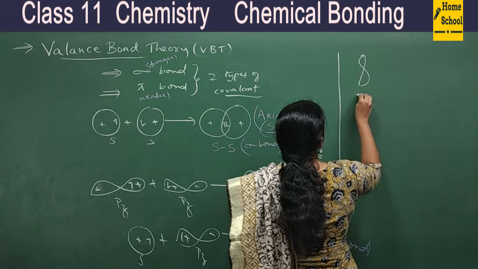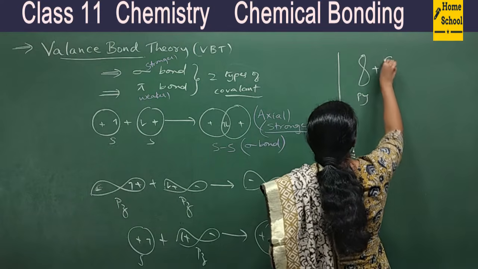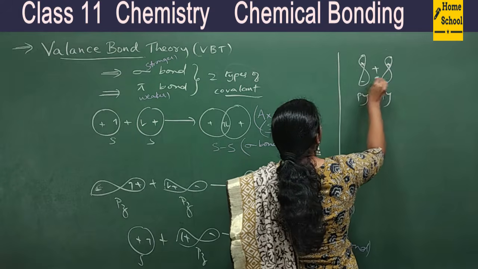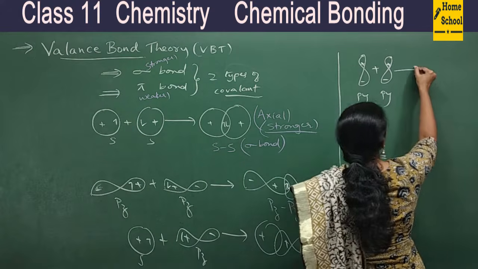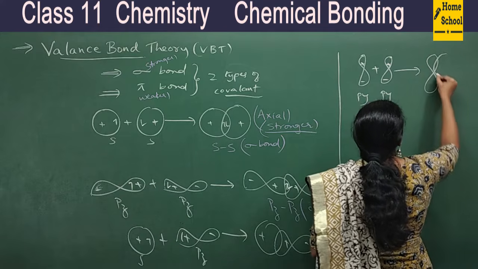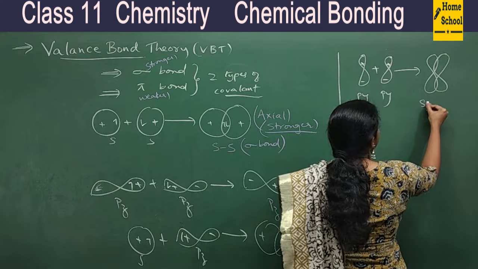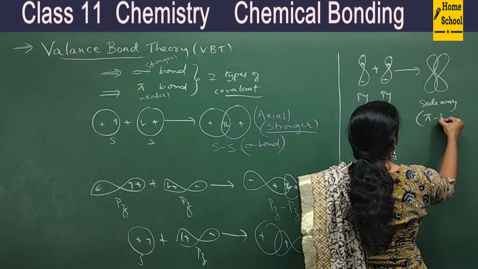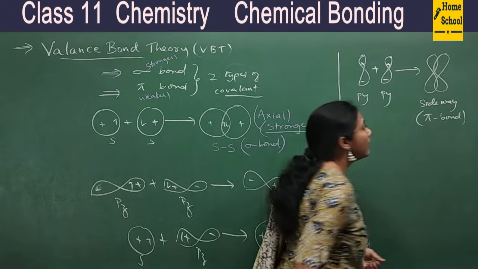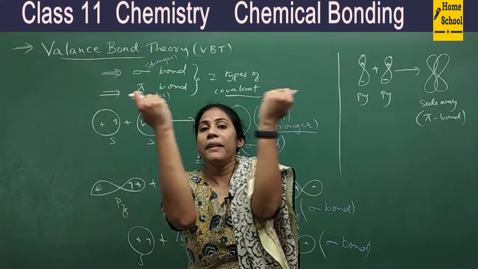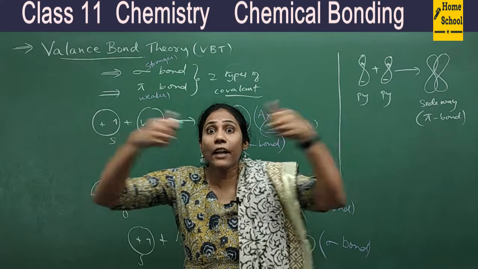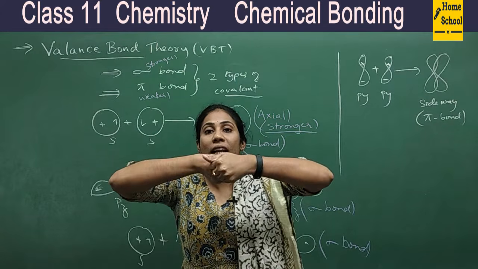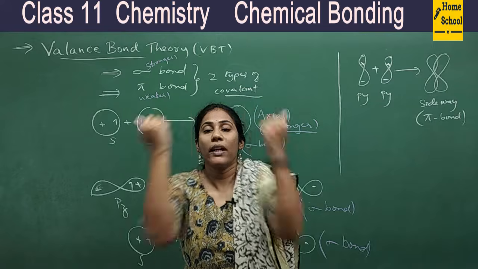Say when you have py orbitals, with positive lobe, single electron, these orbitals will overlap like this. This is called sideway overlapping, and this leads to the formation of pi bond. Sideway overlapping is always very weak. Head-on overlapping is always strong. So this is a strong overlap, but this is a weak overlap.